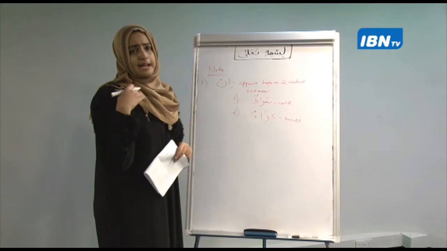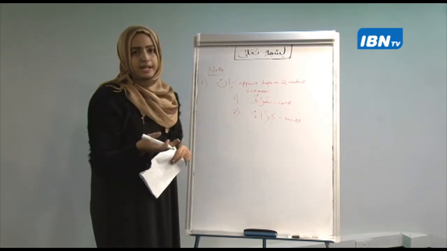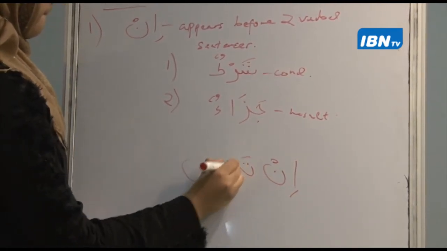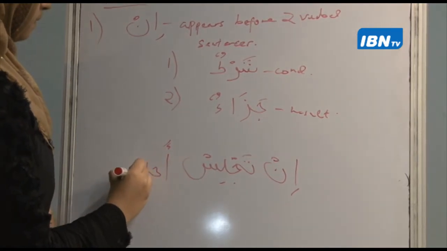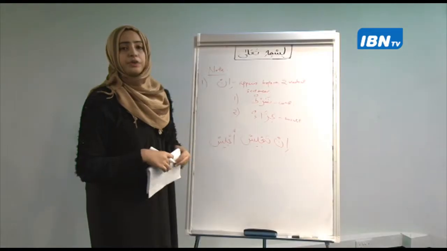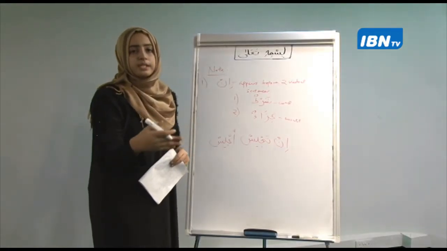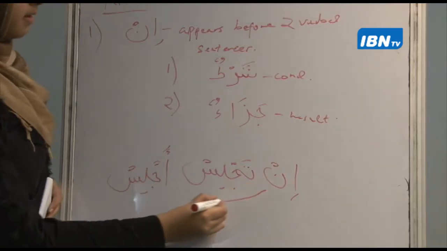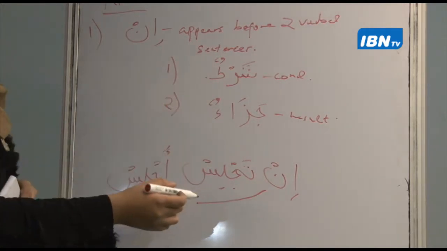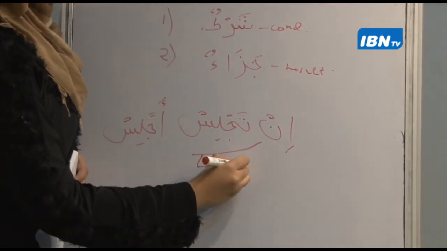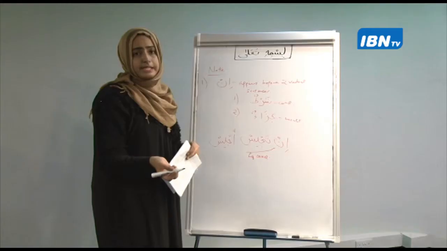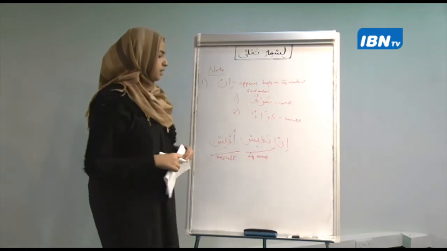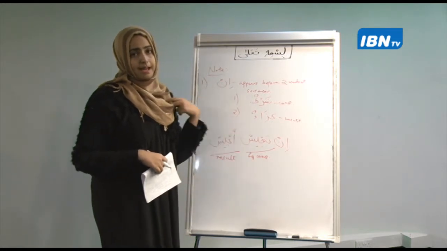If we look back to the example I had given you, I had said, for example, in tajlis, ajlis. If you translate this, it means if you sit, I will sit. So what is the shart here? What is the condition? The condition is if you sit. So my condition is tajlis. Tajlis is my condition. So what will be the result if you sit? The result is I will also sit, right? So I sit is the result of the sentence. The condition being you sit, the result being I will also sit.